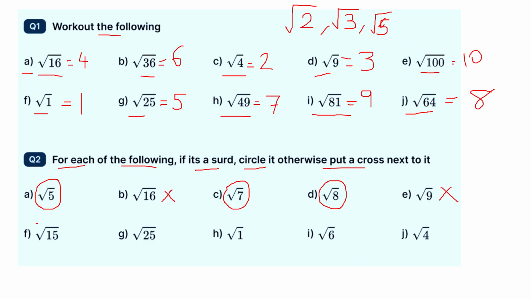Root 15 is a surd. Root 25 is not a surd. Root 1 is not a surd. Root 6 is a surd. And root 4 is not a surd. Okay, so a surd essentially is an unsimplified radical.